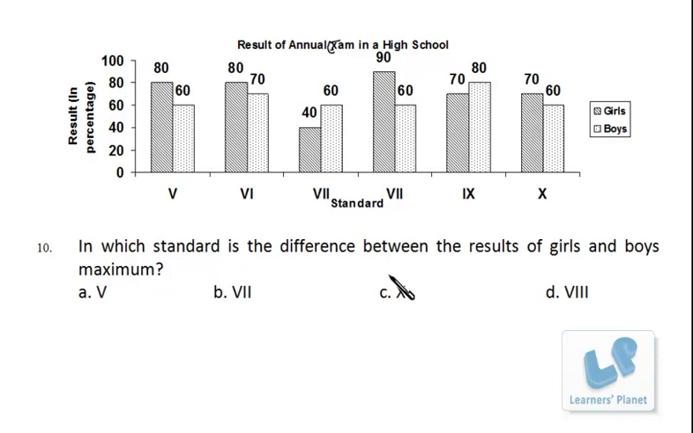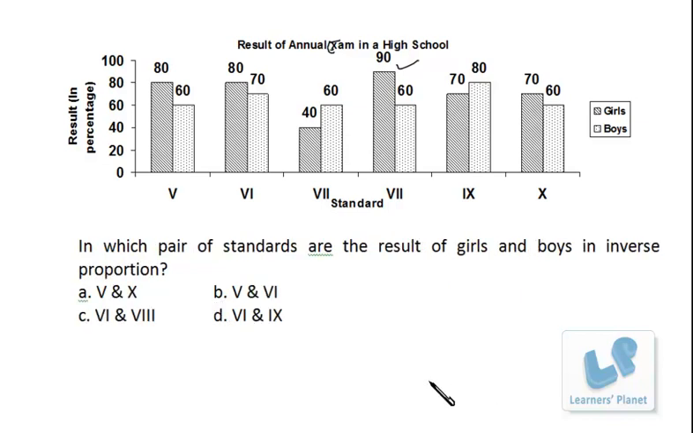In which standard is the difference between the results of girls and boys maximum? Now friends, the percentages are already given on the bars. So in 5th grade, the difference between boys and girls is 20%. In 6th, it is 10%. In 7th, it is 20%. Here it is 30%, so this may be the correct choice. Here it is 10% and here it is a further 10%. So the difference is maximum in 7th grade, right? That is 30%, so it would be the correct choice. Okay.